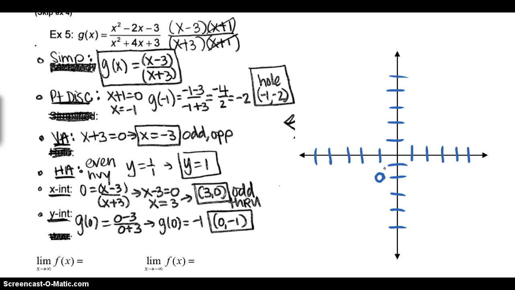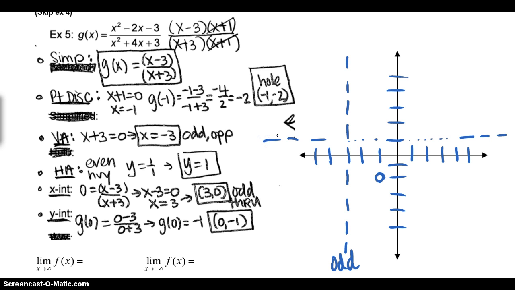And then we have a vertical asymptote of x equals -3. So put a dashed line there. And I did make a note that it is odd, so we'll go in opposite directions. We have a horizontal asymptote at y equals 1. So I'm going to put some dots there and then do my dashed line at the end.